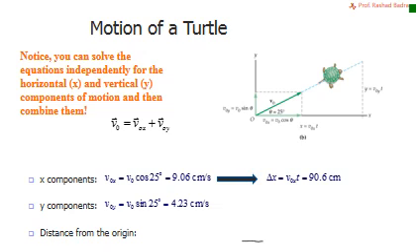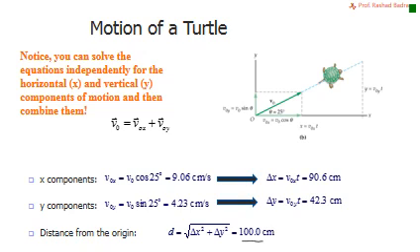Also, the y component is nothing more than the magnitude of the velocity times the sine of the angle. And if you put all these values in this equation, you're going to get 4.23 centimeters per second. Similarly, for the displacement along the y-axis, it is the product of the y component and the time, and that is 42.3.